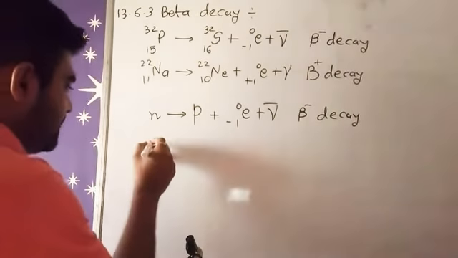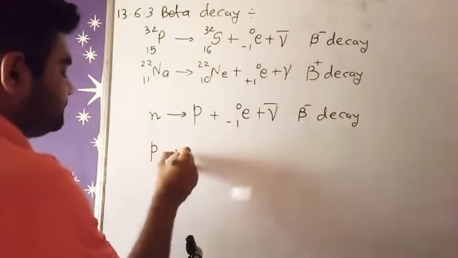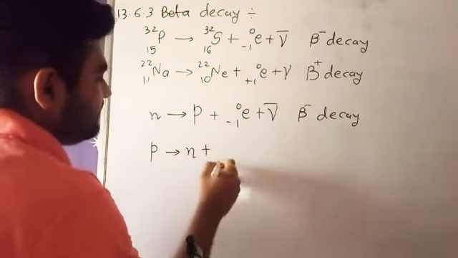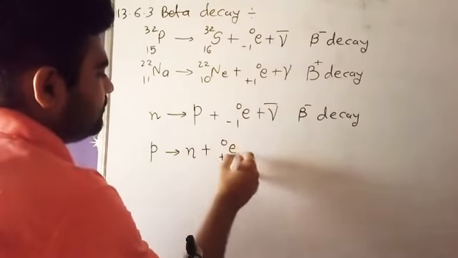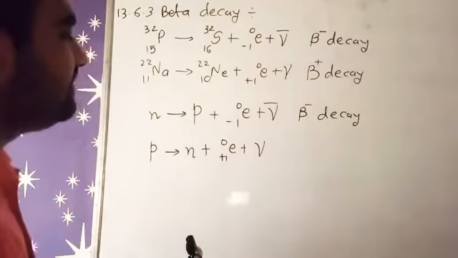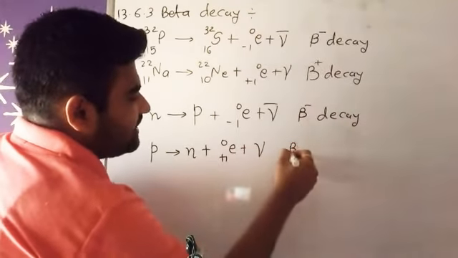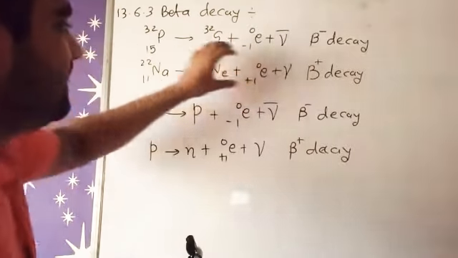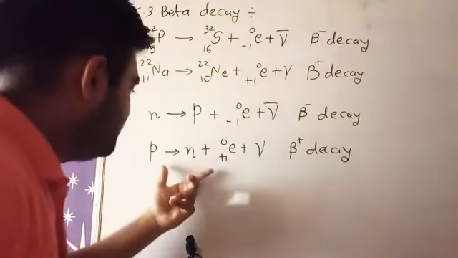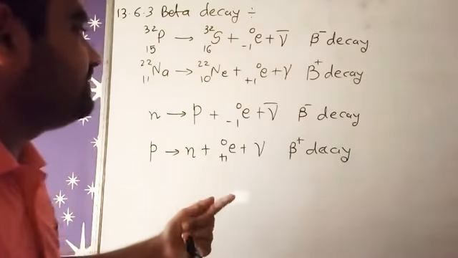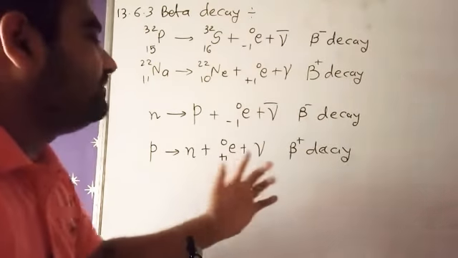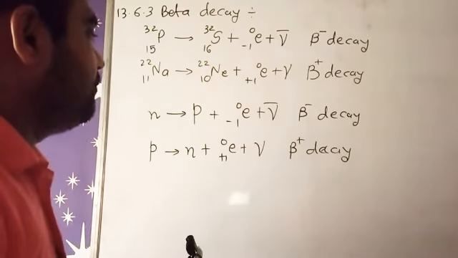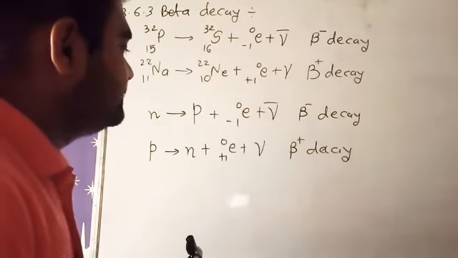Similarly, if we have a proton, the proton gives neutron plus 1e0 plus a neutrino released during this process, and it is called beta plus decay. So similarly here in this example, the actual reaction is inside the nucleus, and inside the nucleus protons give this reaction as a beta plus decay, right? So these two are the reactions.